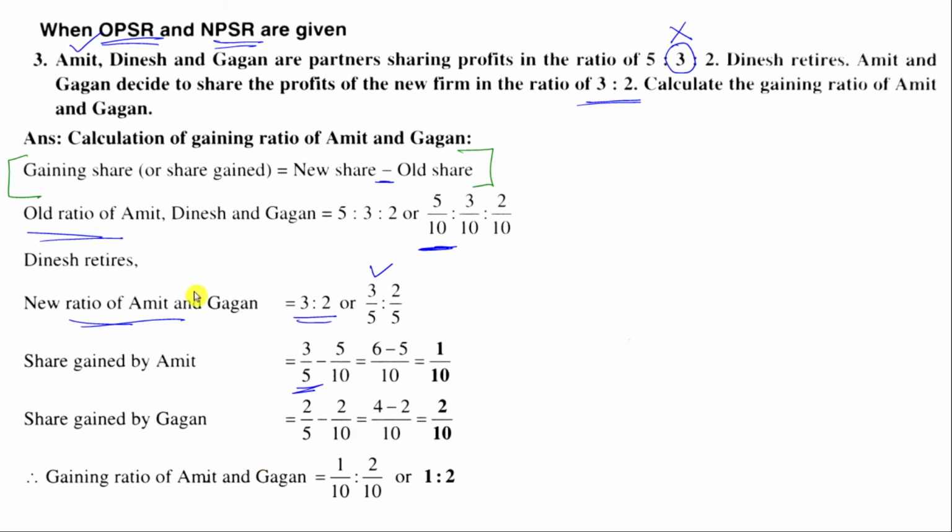So we'll enter Gagan, then we'll solve it, which is the mathematical part, right? Next, the share gained by Gagan. First of all, what's the formula? New share minus old share. What's the new share of Gagan?